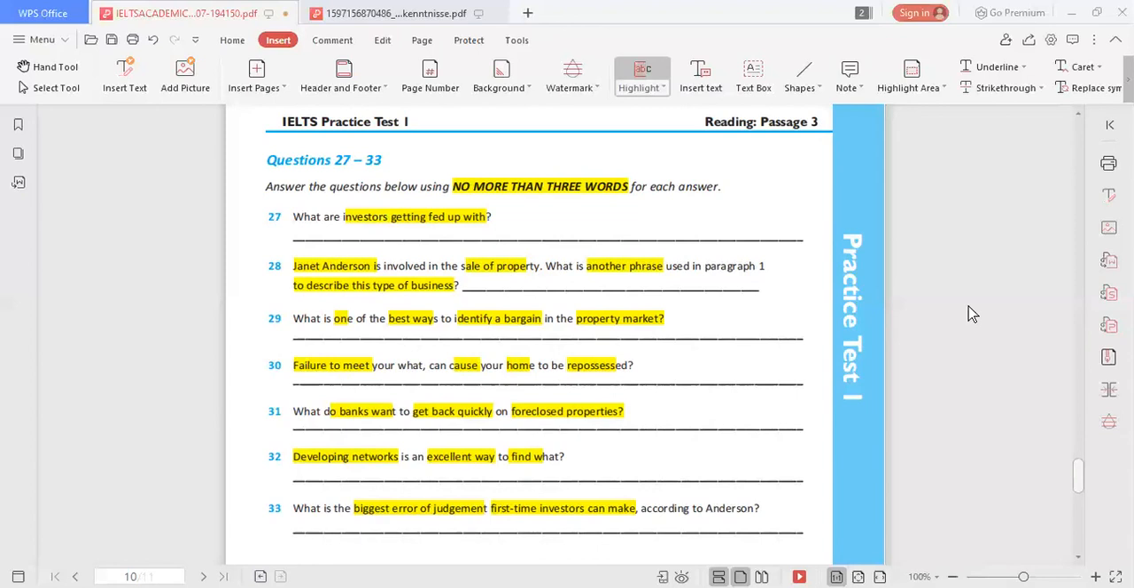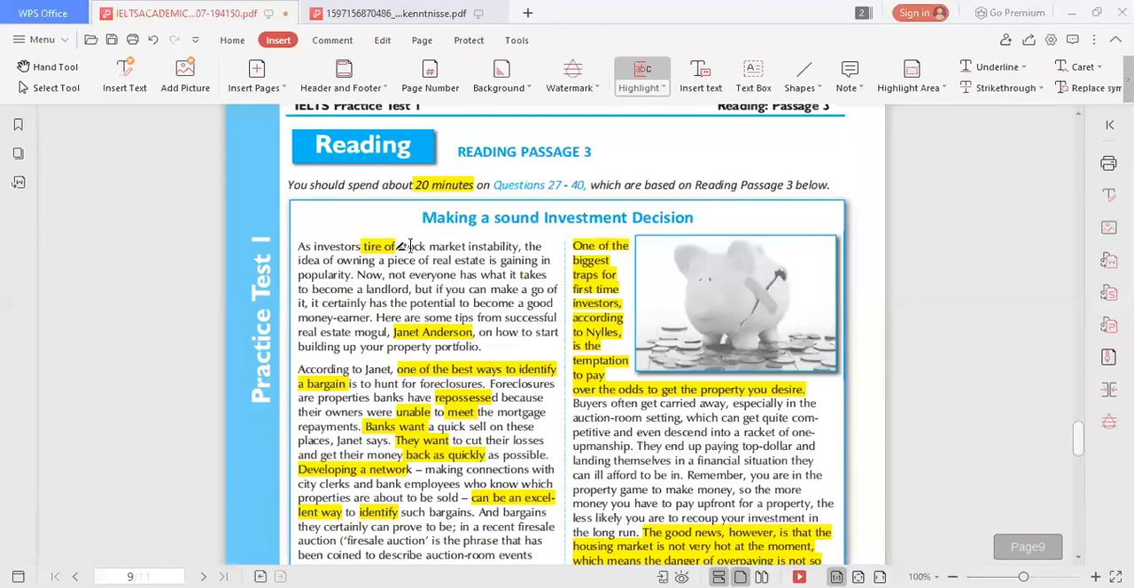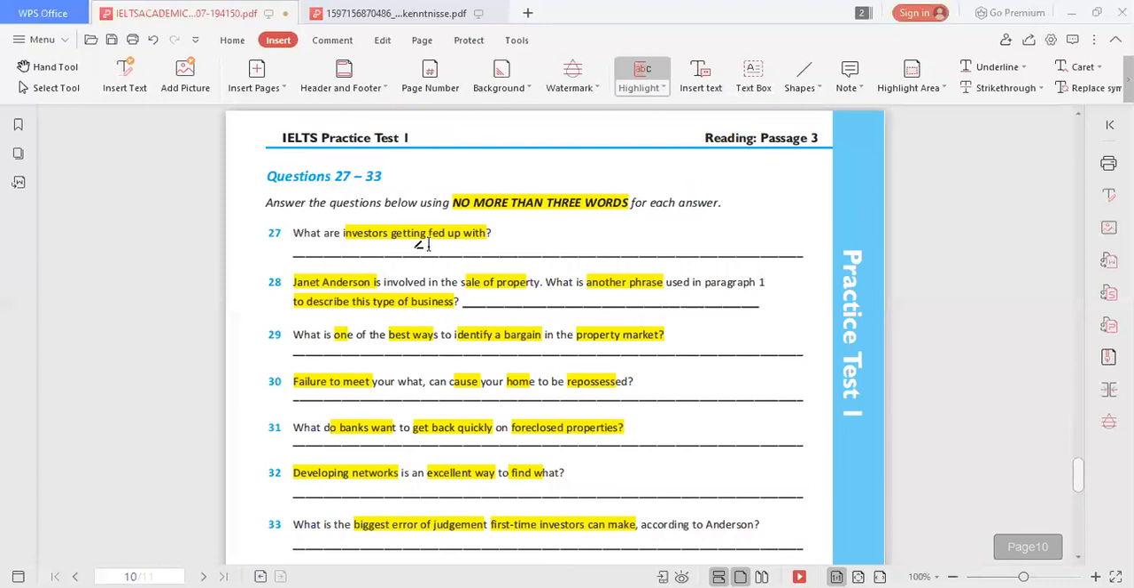So I go, and right at the beginning, I see the words tired of, and this is the synonym for that. So to get fed up with something means you get tired of it, okay? And what comes directly after that, in this case, is our answer, and that is stock market instability. 3 words, exactly 3 words. So what are investors getting fed up with? You just write stock market instability, okay? The trick was the keyword, and then in the text you have a synonym.